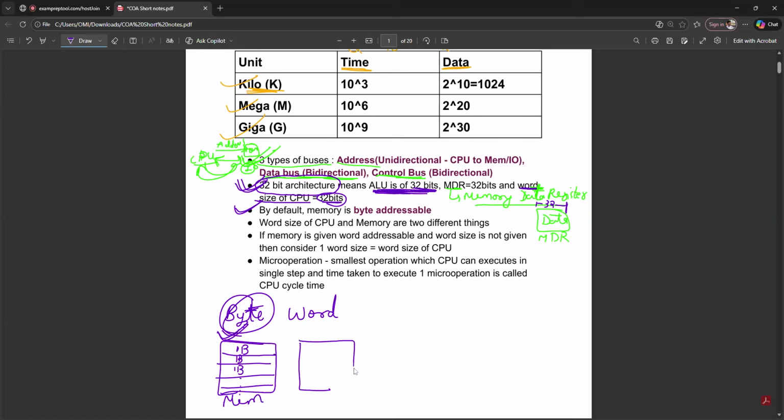If you see word addressable, then one address contains one word. So this is called byte addressable and word addressable. If nothing is given, then by default memory is byte addressable.